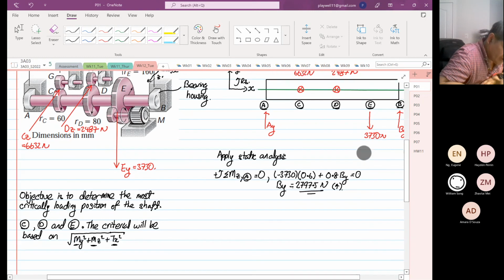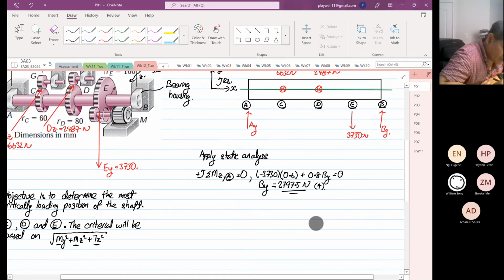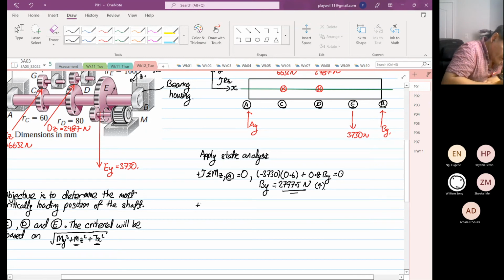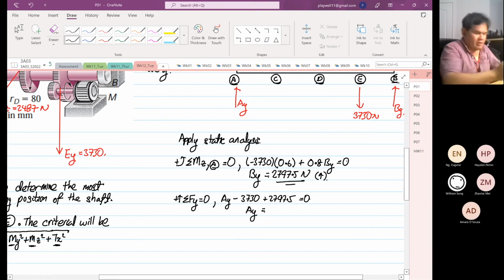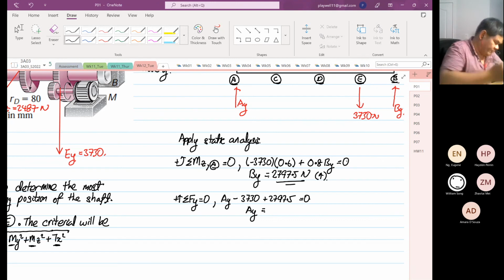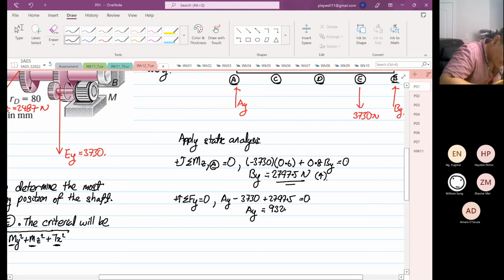Okay, so we apply static analysis, moment about z. We found that By is equal to 2797.5. Then you can have summation of forces going up in the y direction is equal to 0. So this is equal to Ay minus 3730, let me write minus 3730, plus By 2797.5. The whole thing is equal to 0. So from here, Ay is equal to 3730 minus 2797.5, which is equal to 932.5. And it's going up. Okay.